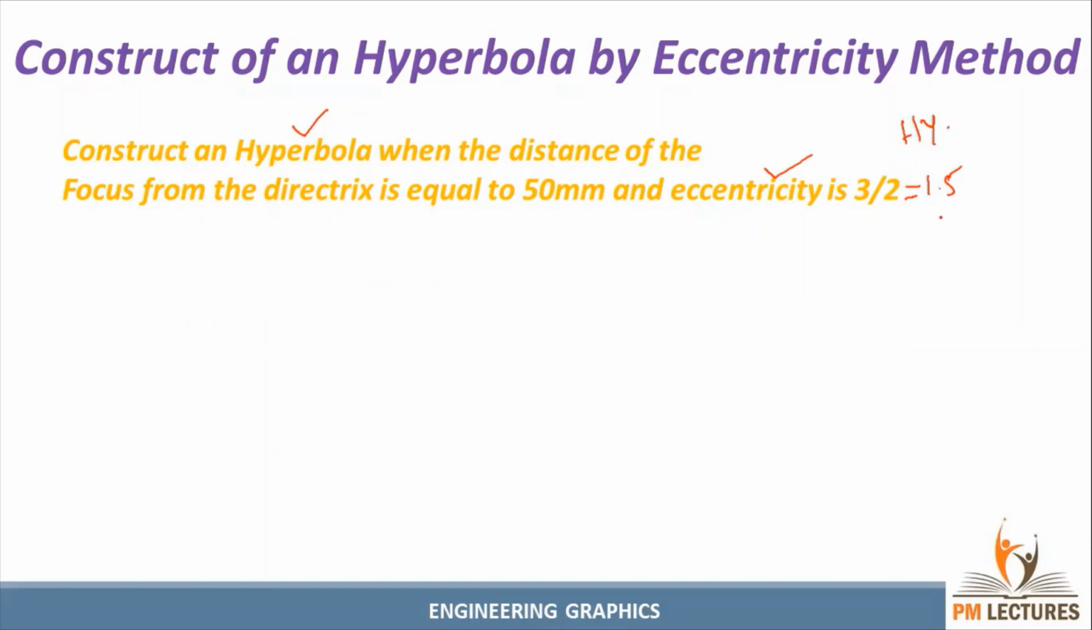If the value is less than 1, we can say it is an ellipse. If it is equal to 1, we can say it is a parabola problem. These are the three conditions to solve the problem by the eccentricity method. If the value is greater than 1, it is a hyperbola. If less than 1, an ellipse. If equal to 1, a parabola. In this problem, the value is greater than 1, so it is a hyperbola. So first we need to identify this condition.